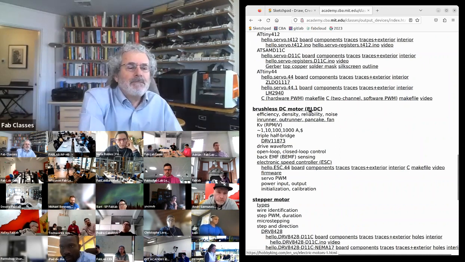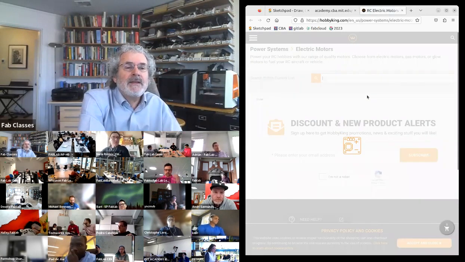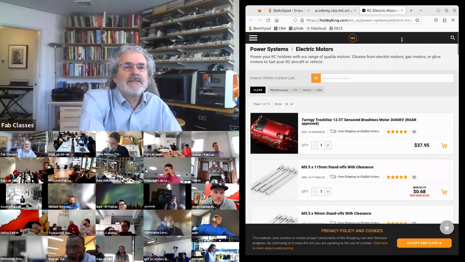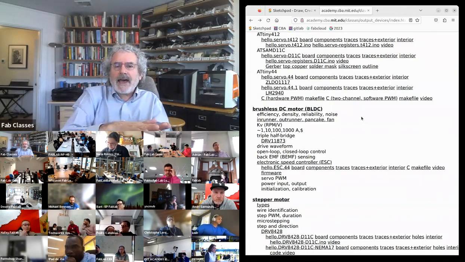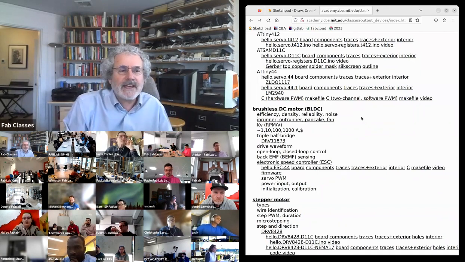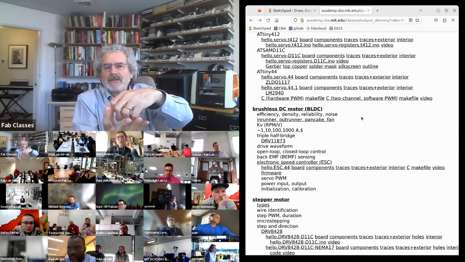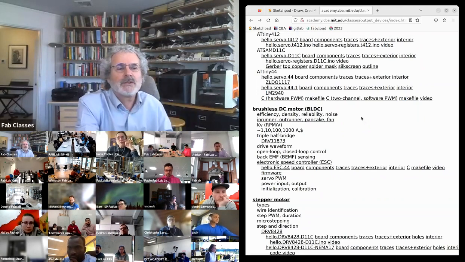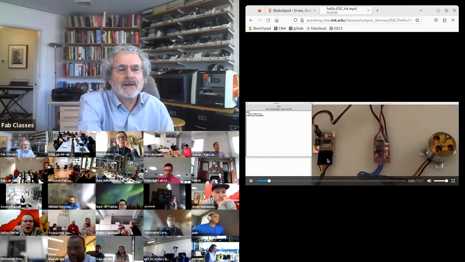BLDCs are brushless motors. And there are many, many, many different kinds of these. There are flat ones. There are ones that are designed, for example, to run fans. There's in-runner versus outrunner, which is fixed and which rotates. But this is what they look like.